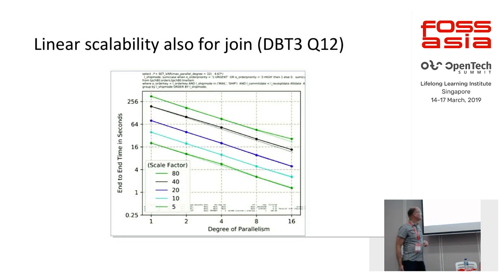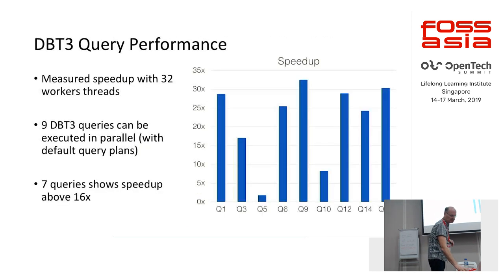We can show that it scales linearly also for many of the join queries in TPC-H. Here the example is query 12, which is a two-table join, I think. And these are the results for the DBT3 queries that we are able to execute in parallel currently. Not all show good speedup, but some of them do, like 1, 6, 9, 12, 14, and 19.